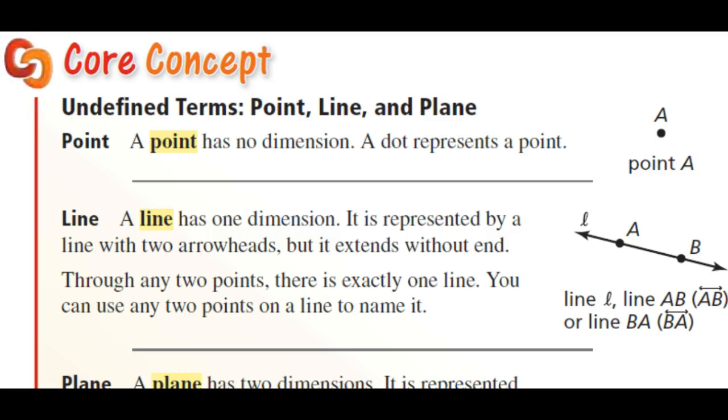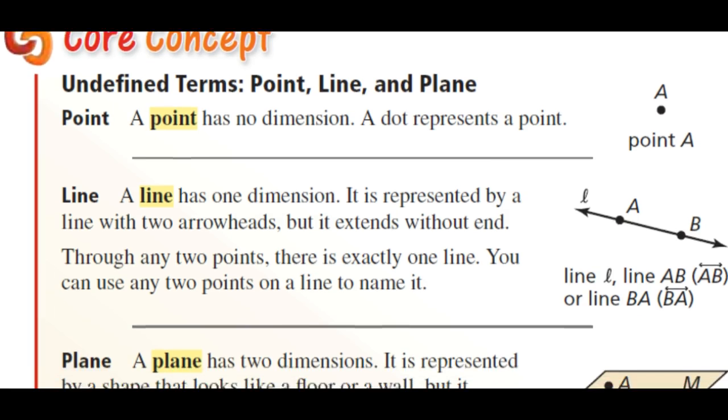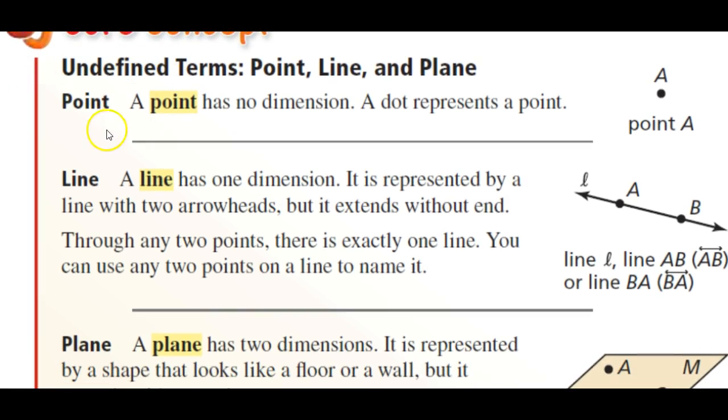So this core concept is definitely something that you need to put in your notes and go back to and refer to. So the first thing is these are some terms that we need to know exactly what they are. So a point, the first thing is that a point has no dimension. It doesn't go in any direction, it just is kind of there. And so we represent points by a dot.